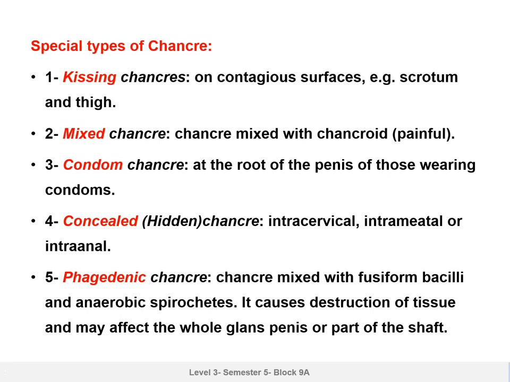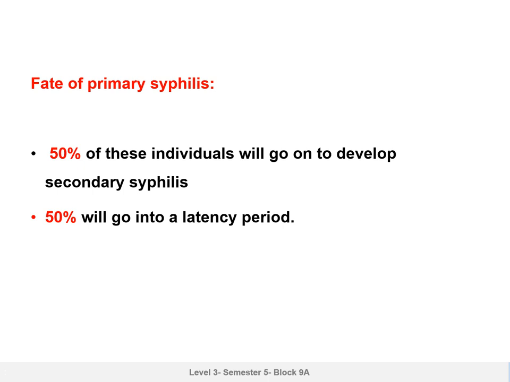And also there are chancre redux and pseudo chancre redux. It is very important to know the special types of chancre: kissing chancre, mixed chancre, condom chancre, concealed chancre, phagedenic chancre, and chancre redux. As for the fate of primary syphilis, 15% will go on to develop secondary syphilis, and 15% will go into a latency period.